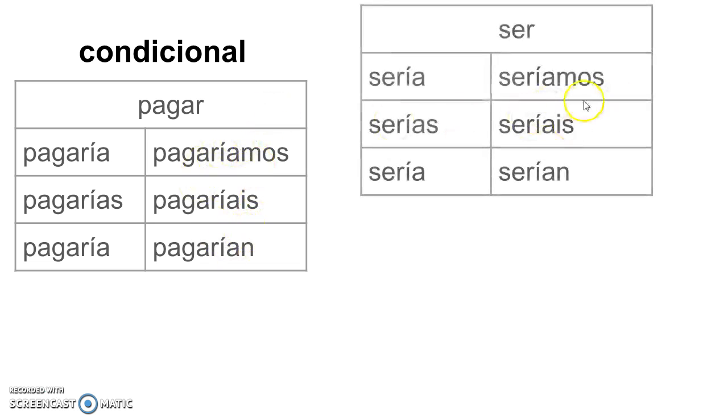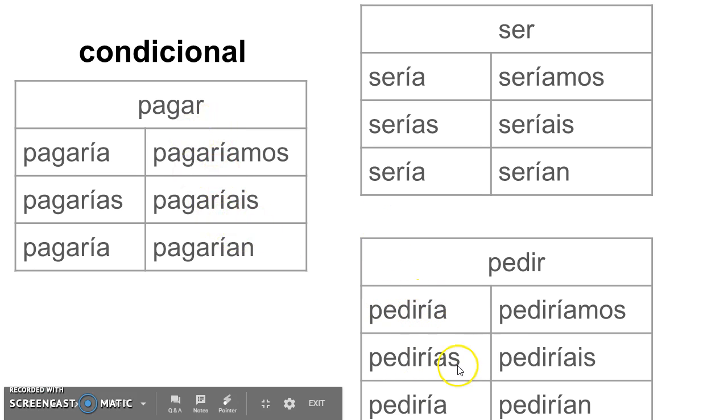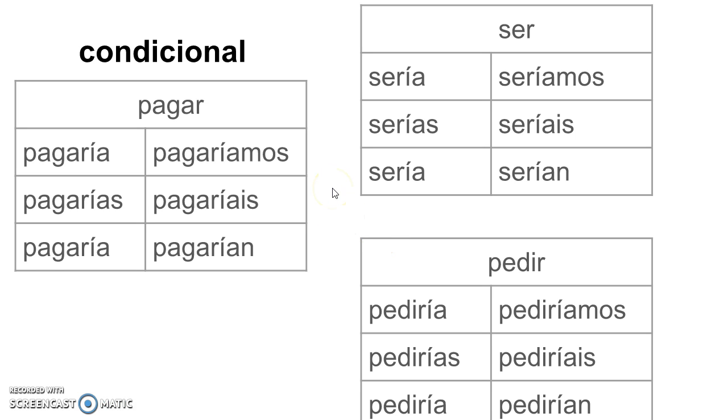All right? Ser, usually totally irregular, is actually following the rules here. Ser with IA on the end. And here we have an IR verb instead of an AR verb, but you can see the same set of endings. Okay, so this is probably something you want to put into your notes in addition to the previous slide.